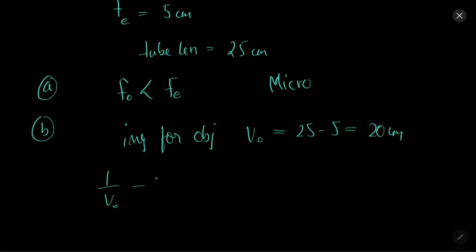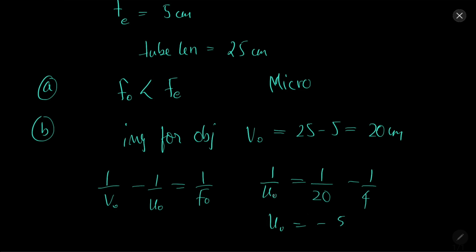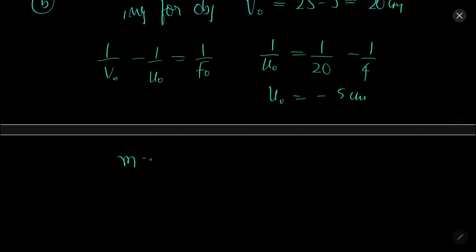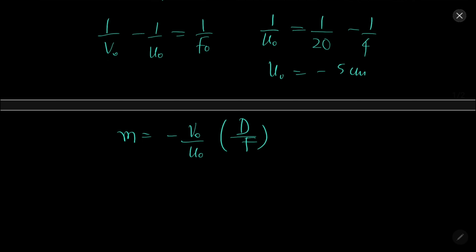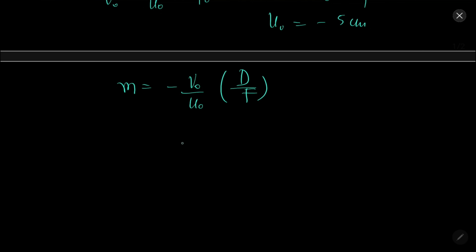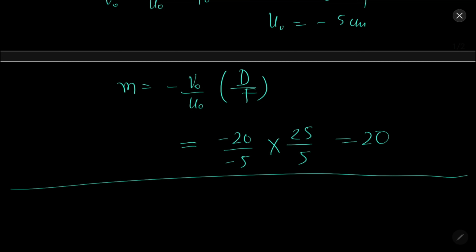So by lens formula, 1 by UO will be 1 by 20 minus 1 by 4. UO will come out to be minus 5 centimeters. Angular magnification is minus V over UO times D over F. Remember, D is 25 centimeter. Minus 20 by minus 5, times 25 by 5, 20 will be the magnification.